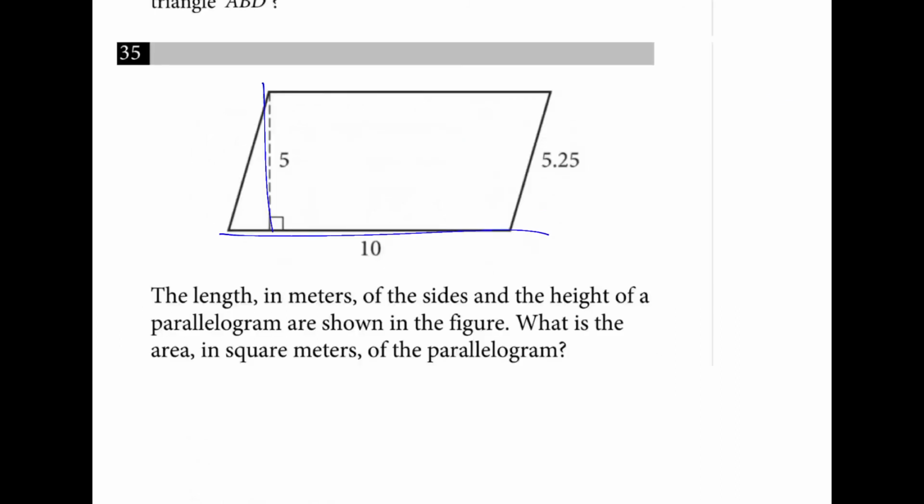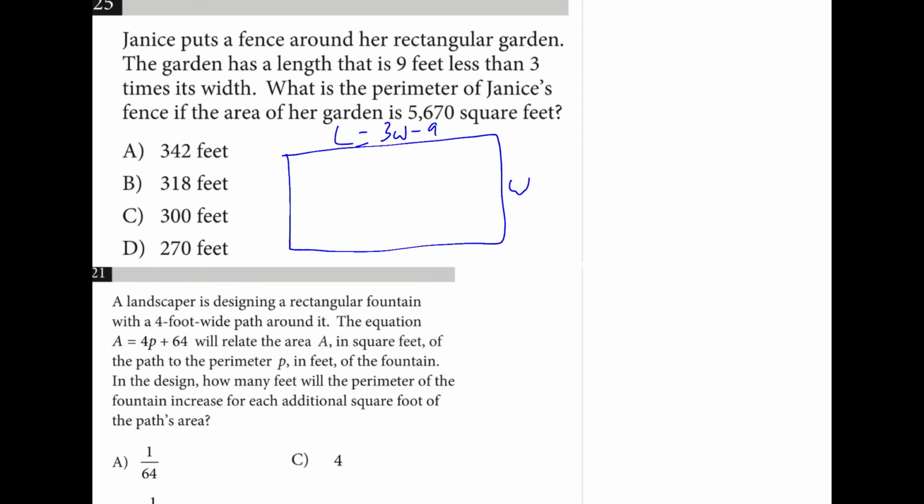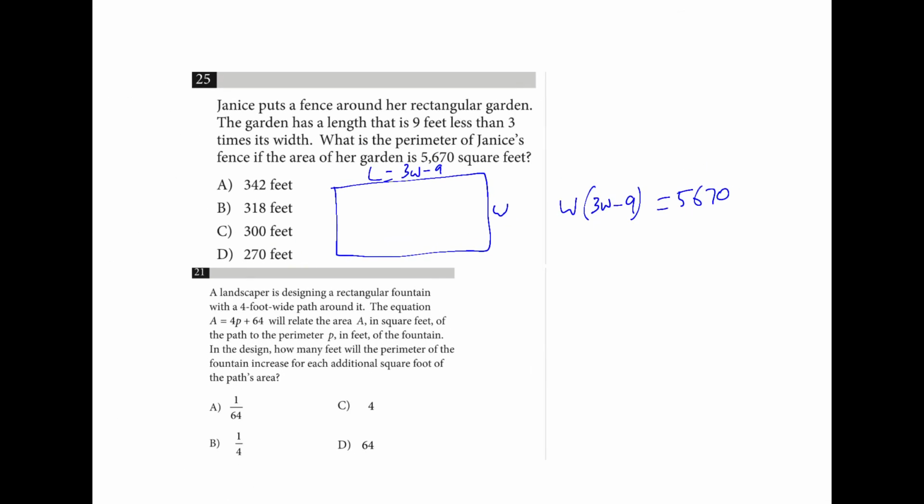Base times height is 50. Ignore the 5.25. So this is a fence around the garden problem. The length is equal to 9 feet less than 3 times the width, 3w minus 9. And the width is just equal to the width. So if I take w times 3w minus 9, I get 5,670. Yikes. Honestly, I think if I got to this part, I would probably just start guessing and checking.